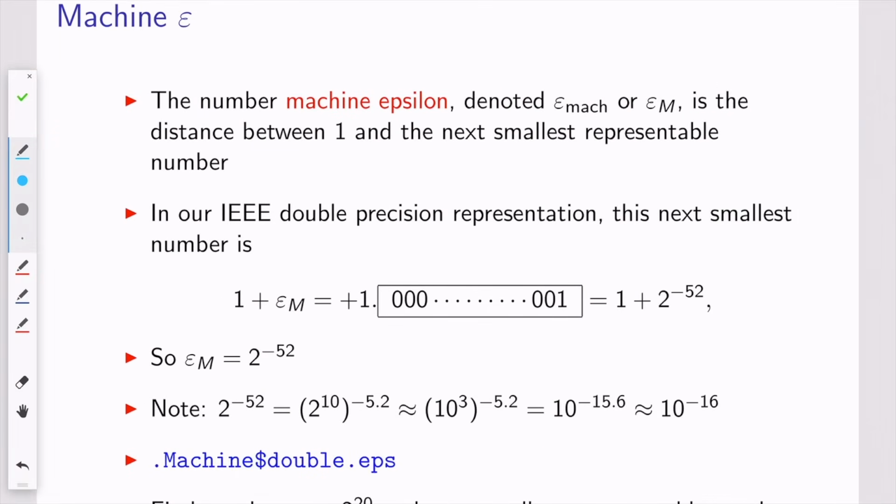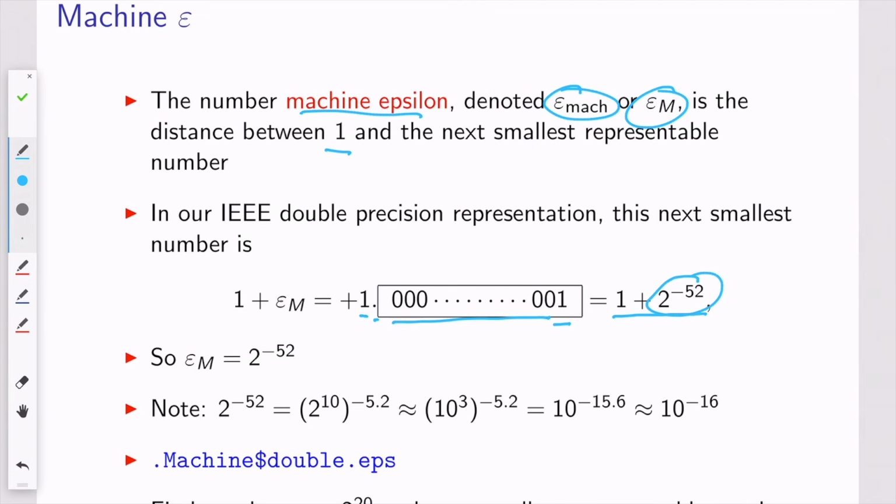There's an important number called machine epsilon, and we write it this way or this way. What it represents is the distance between the number 1 and the next smallest number that your computer can represent. Okay? So in IEEE double precision representation, that next smallest number is 1 plus 51 zeros followed by a 1. So that's 1 plus 2 to the minus 52nd power. And the difference between that number and 1 is just this bit here.